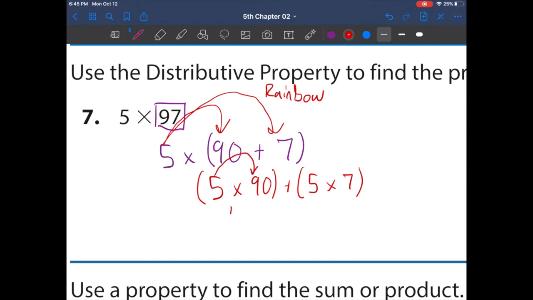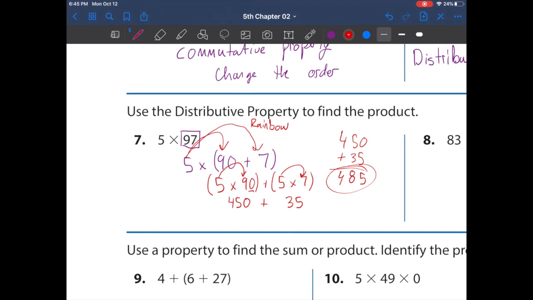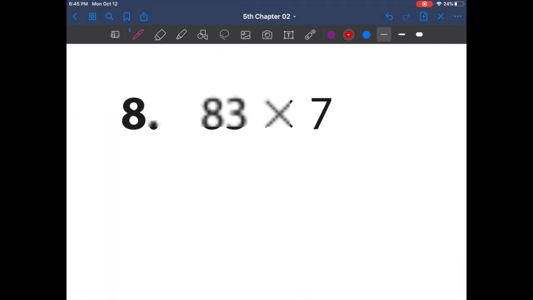Now let's multiply. Let's see. 5 times 9 is 45. Add the 0. Plus, I know 5 times 7 is 35. We just need to add these together now. So 450 plus 35. Let's add them. 5 plus 0 is 5. 5 plus 3 is 8. 4 with nothing is just 4. 485. All right, and we use the distributive property.